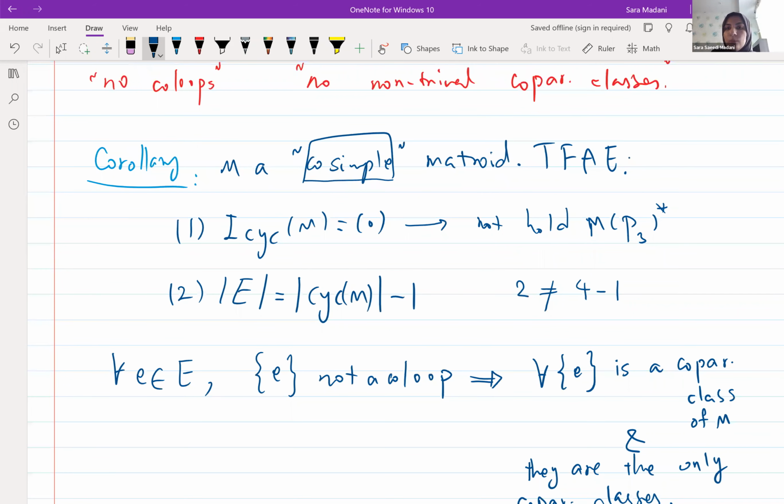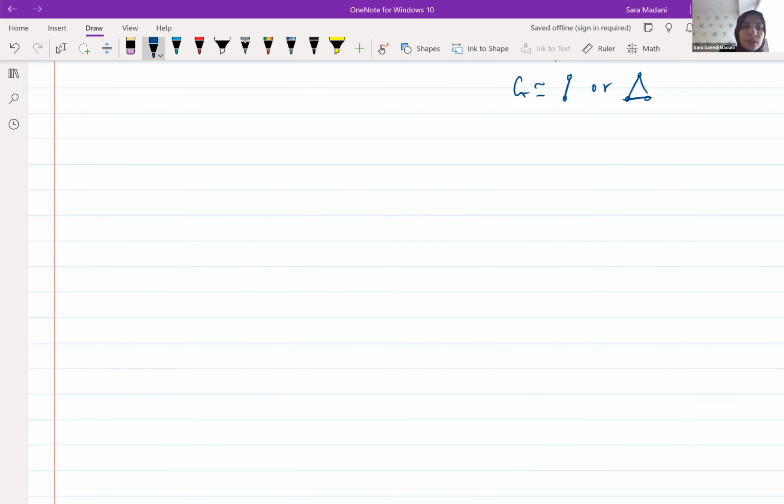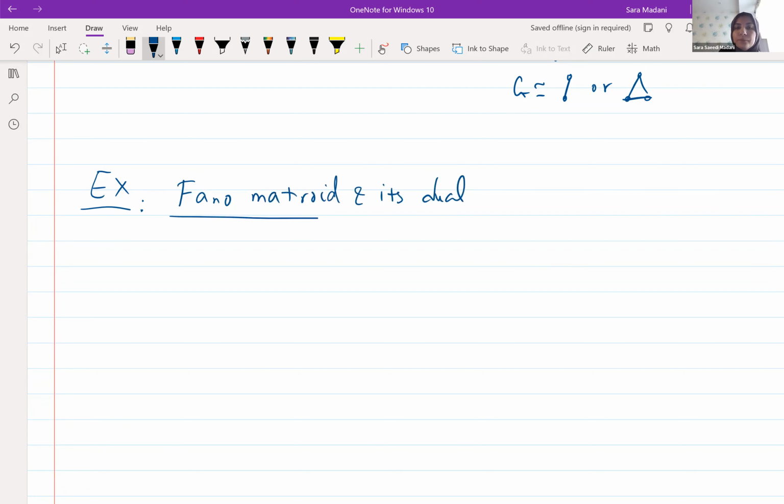And now I want to give you another example, not graphic or co-graphic. And this example is, again, one of the very famous examples in matroid theory, the Fano matroid and its dual, denoted by F7, and dual, of course, F7 star. I always need a ground set, and the ground set here is 1, 2, up to 7.